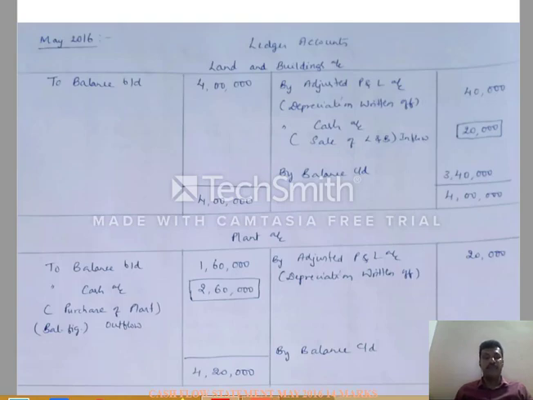Then the second ledger account we have to prepare here is plant account. In the plant account, first we have to transfer the opening balance and closing balances, that is 1,60,000 and 4 lakhs. Then we have to adjust the depreciation written off on plant worth rupees 20,000, that should be debited to profit and loss account. Then we have to close the ledger account.